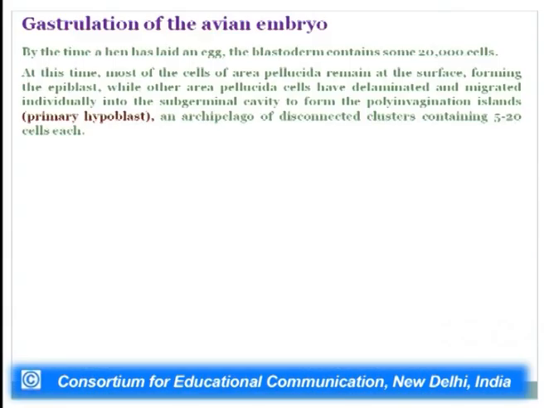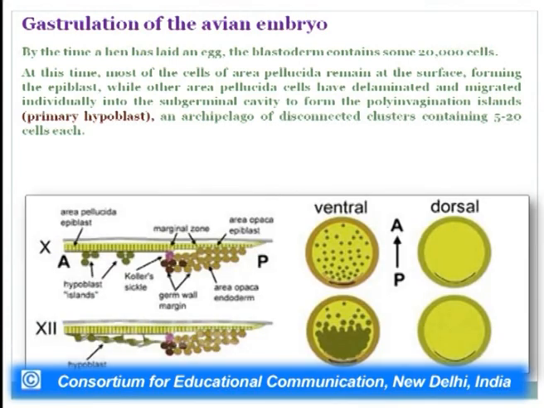At this time, most of the cells of the area pellucida remain at the surface, forming the epiblast, while the other area pellucida cells have delaminated and migrated individually into the subgerminal cavity to form the polyinvagination islands or primary hypoblast, which is actually an archipelago of disconnected clusters containing 5 to 10 cells each.